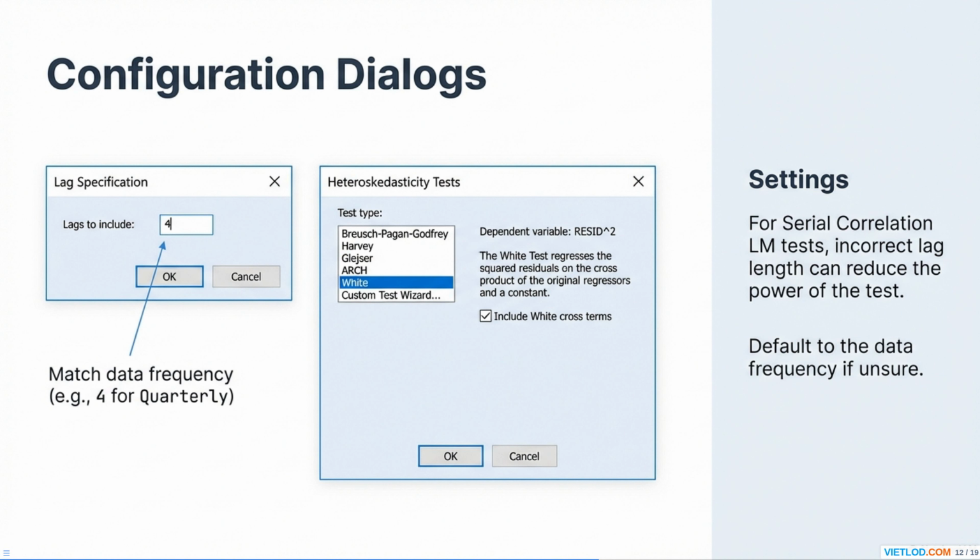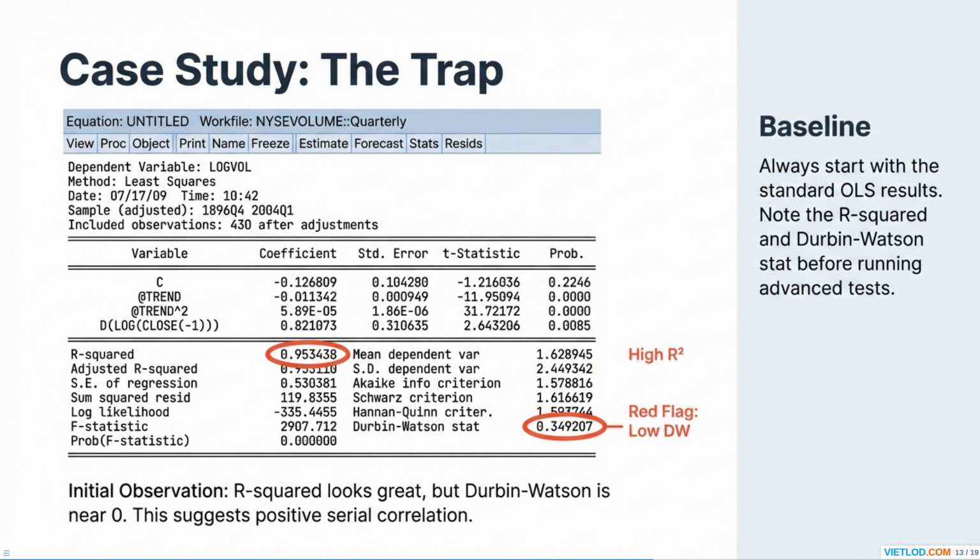For heteroskedasticity, the dialog shows various test types, with the White test selected. This test, as we discussed, involves regressing the squared residuals on the original regressors, their squares, and their cross products, which is reflected in the description you see here. The Include White Cross Terms option allows you to incorporate these interaction terms into the auxiliary regression. These dialogues are accessed through the View menu under Residual Diagnostics after estimating your equation, and setting them correctly is vital for reliable test results.